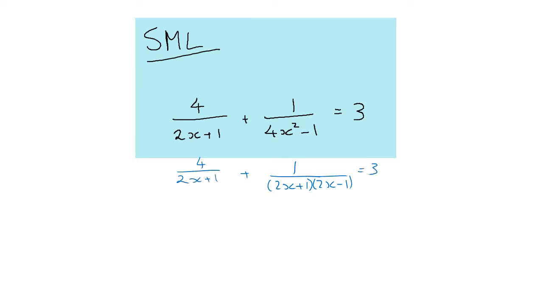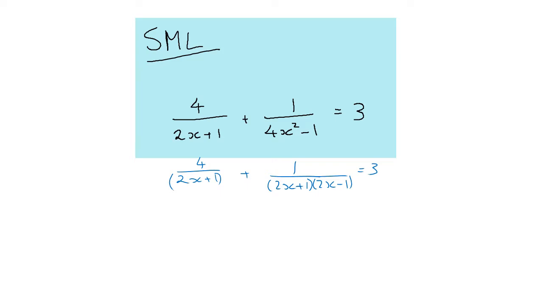Now, looking at these denominators, if I times all of these together, I'm going to get a cubic. And if you're watching this at GCSE level, you don't know how to solve a cubic equation. There is a formula, it's pretty disgusting, so we don't tend to use it. So, excuse me, I'm going to avoid that and make the denominators the same.